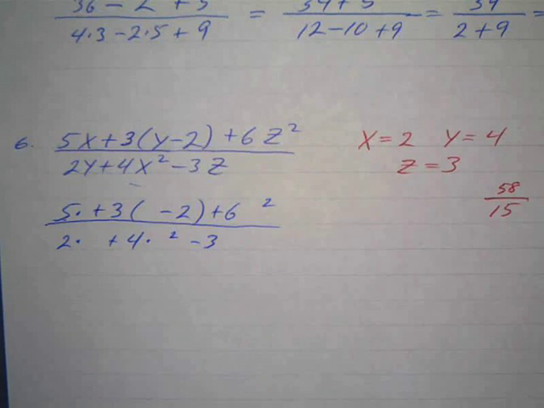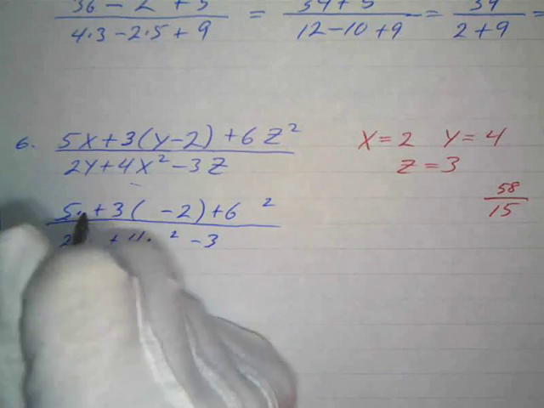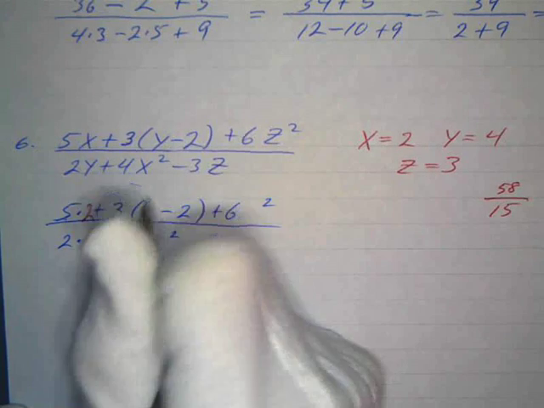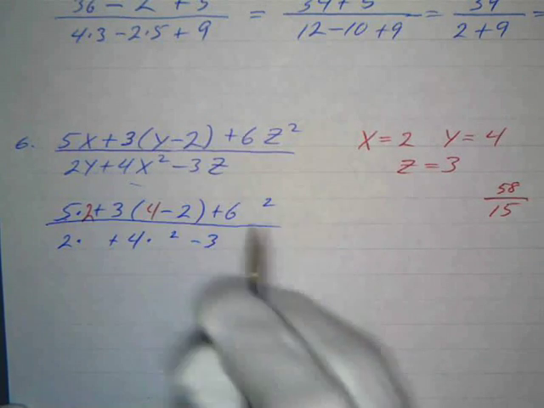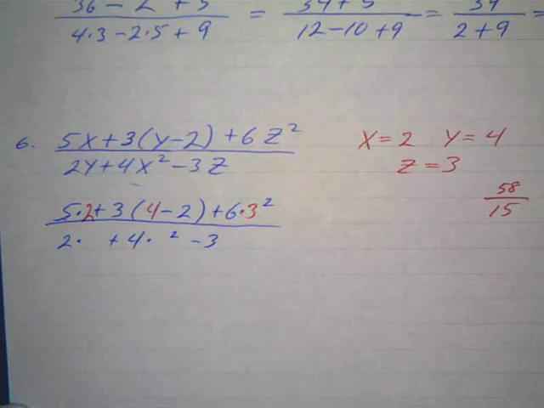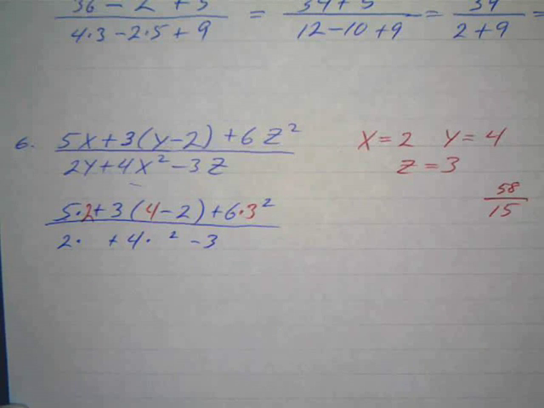And then I'll put the values in. So it was 5 times x, and x is 2. 3 times y, which is 4 minus 2. And 6 times z squared, and z was 3. So I put a dot there, and 3 squared. So you see you put your given values into the variables. You make that substitution. All right?